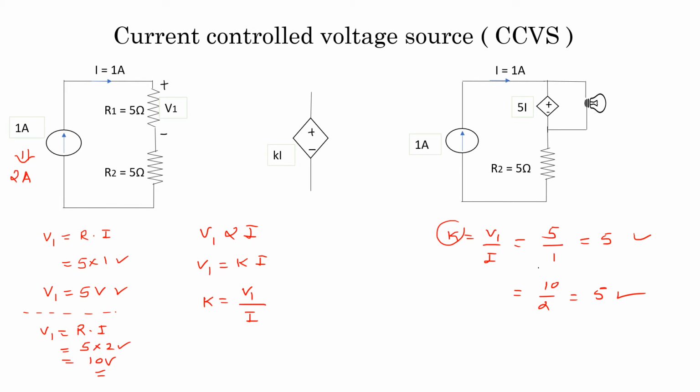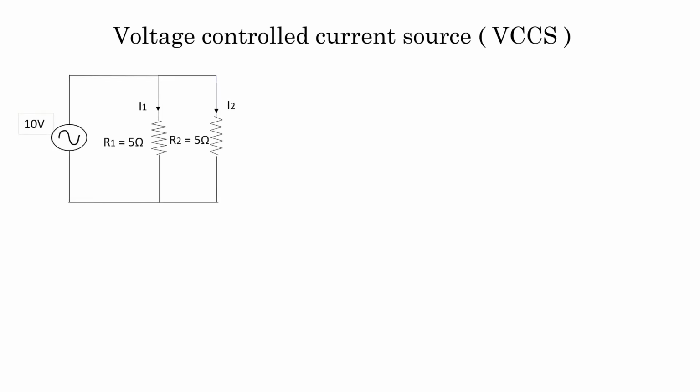Next slide we will see the next dependent source. The next dependent source is voltage controlled current source. The diagram taken to understand this is a simple parallel circuit. Here from the diagram it is clear that if I want to calculate I2, then formula for I2 is V upon R2. So V is how much? It is 10 and R2 is 5. So my I2 becomes 2 ampere.